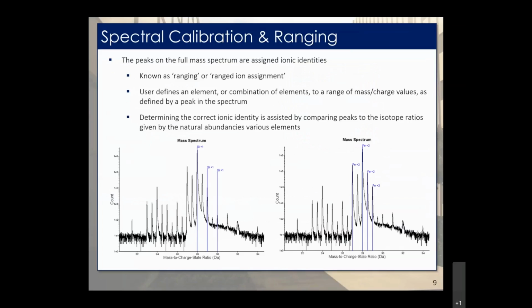Then we look at the remainder of the mass spectrum. So now we're looking at the mass to charge ratio spectrum rather than the time of flight spectrum, and assign the different peaks ionic identities. This is known as ranging or ranged ion assignment. It's called that because we assign a range of mass to charge values, on this x-axis on the images at the bottom here, as defined by a peak in the spectrum. So we have to go through all these peaks and say each peak corresponds to an element or a combination of elements.